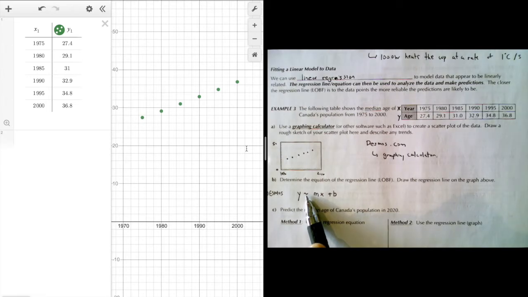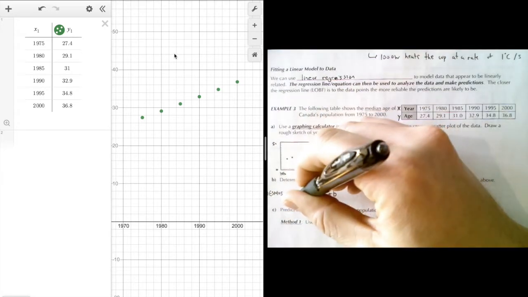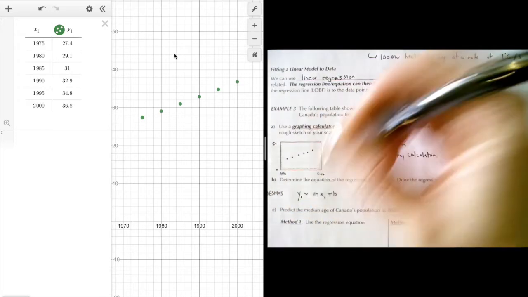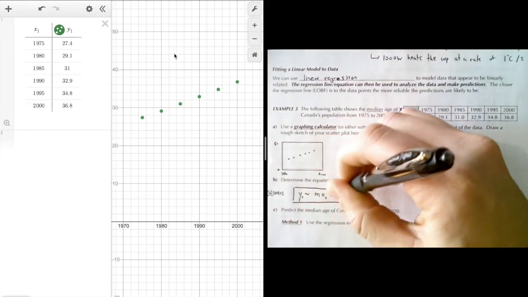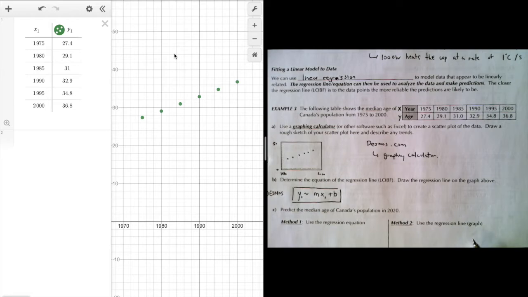And since our table uses x1 and y1, when we write our equation, we use x1 and y1 as well. So this is what we're going to type into Desmos. Now, if you have multiple tables, and maybe this was, say, x2 and y2, you'd have to use x2 and y2 when you write your equation.